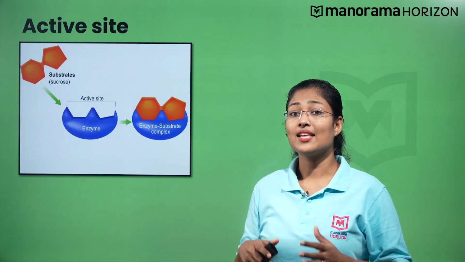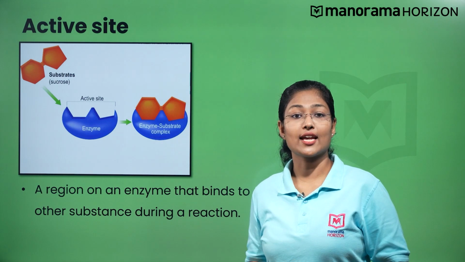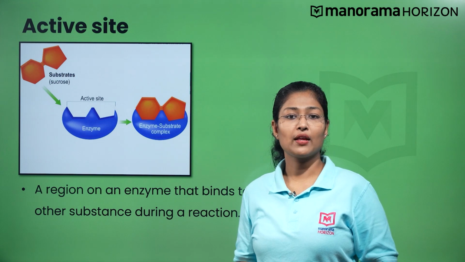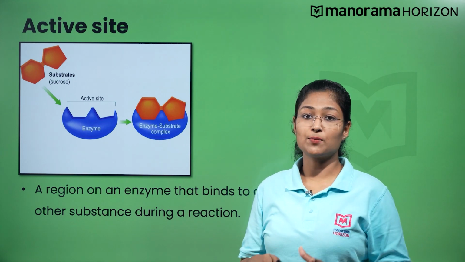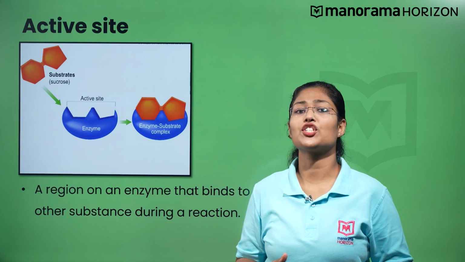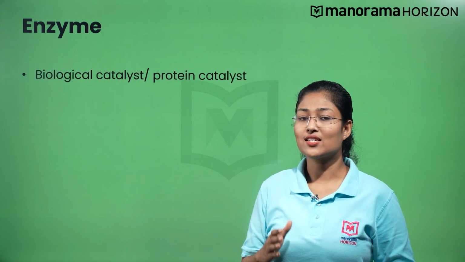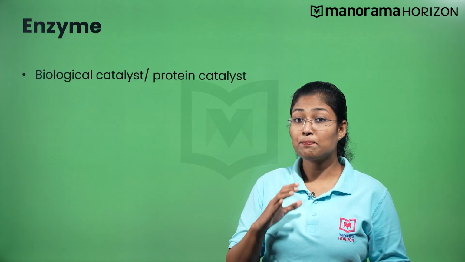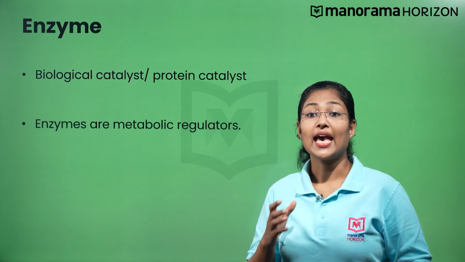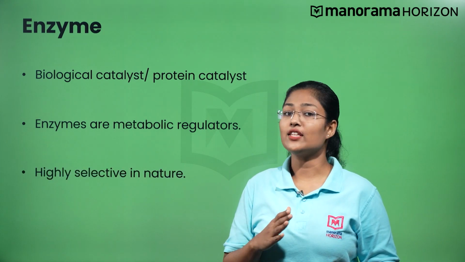The next term is active sites. It is the region of an enzyme that binds to a protein or another substance during a reaction. These enzymes convert the substrate into the products. Now, let us study the definition of an enzyme. An enzyme is a biological catalyst or a protein catalyst which speeds up the rate of a specific reaction in the living cell. Enzymes are metabolic regulators and are highly selective in nature.